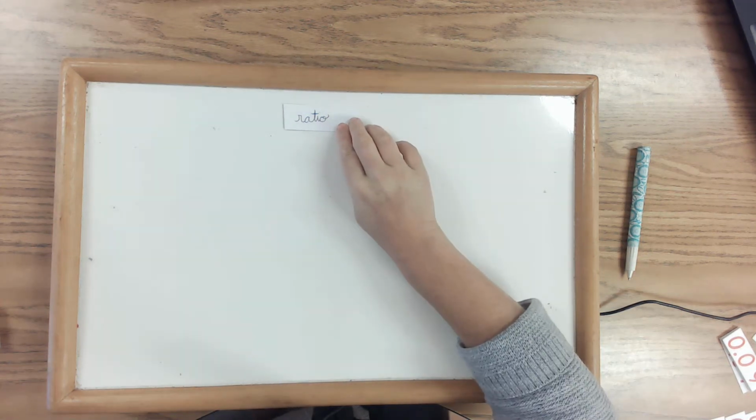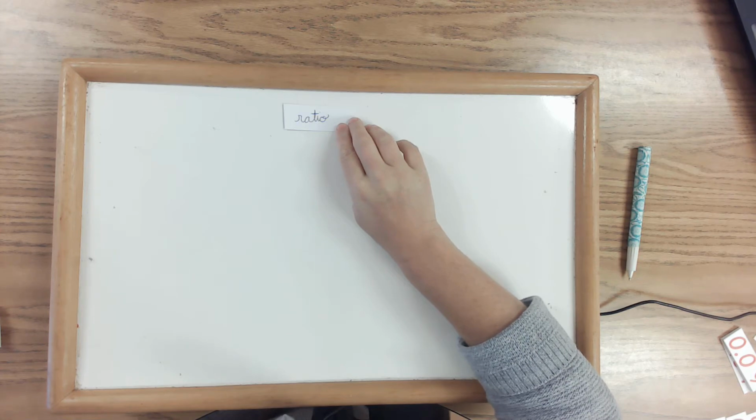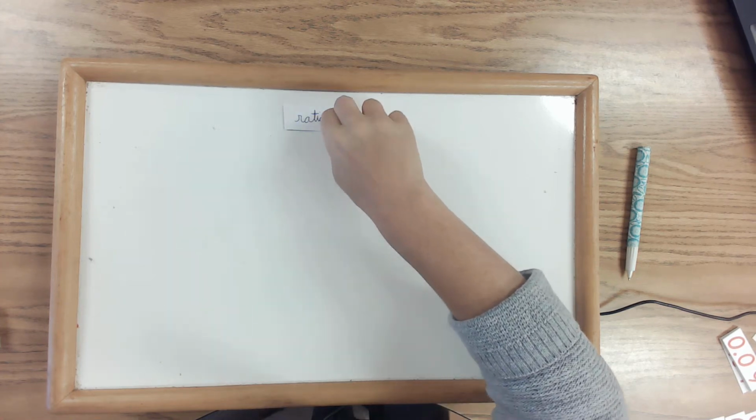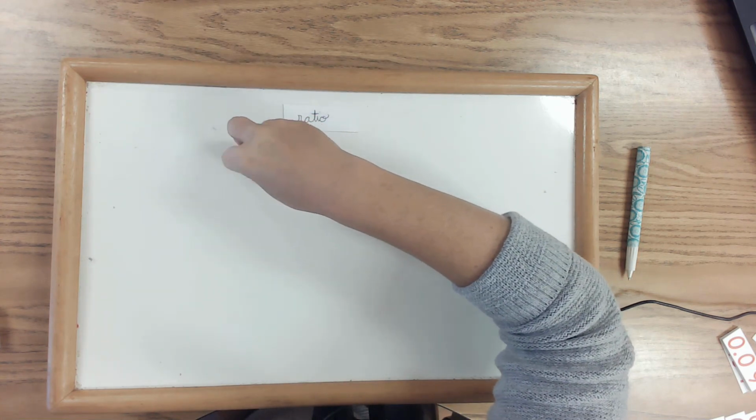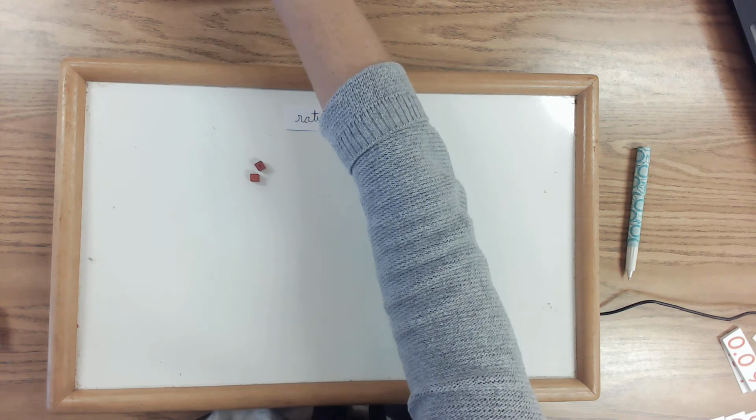Hi, this lesson is an introduction to a ratio. A ratio is another way to say a rate pair. What that means is you have a set of numbers. Let's say that I have a set of numbers with a 2 to 3 ratio.